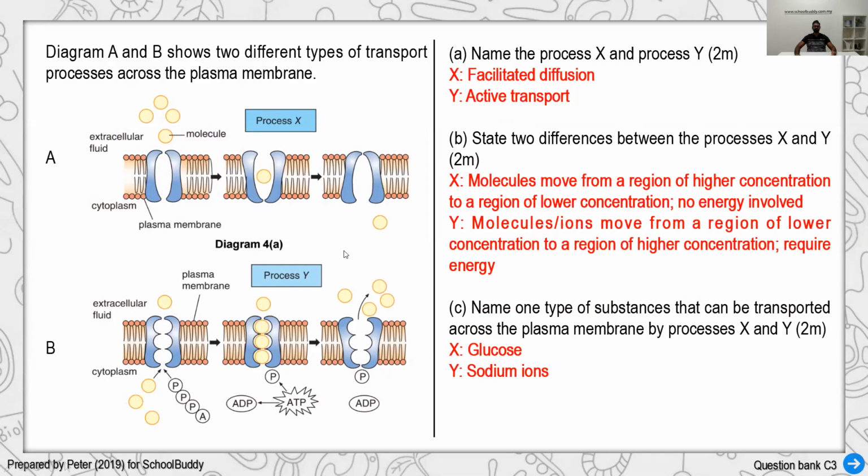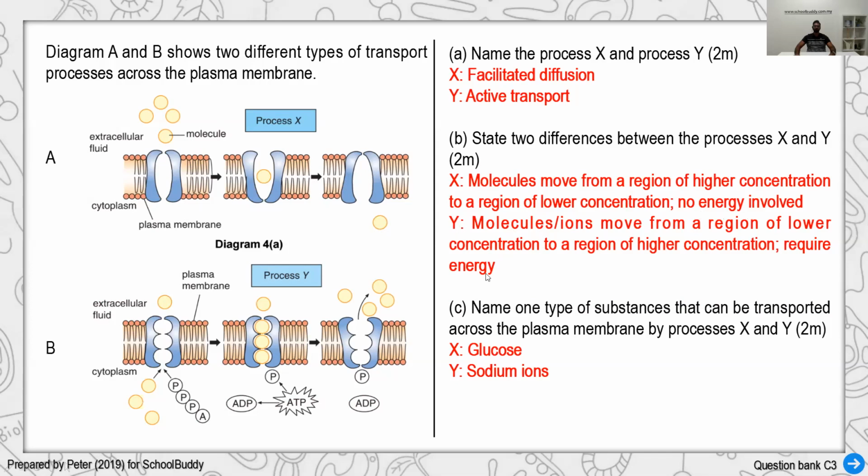What are the major differences we can see? In the case of facilitated diffusion, the molecules are moving from a region of higher concentration. You can see the concentration outside the cell is quite high here. Facilitated diffusion, or passive transport, is basically the movement of molecules from higher concentration to a lower concentration without energy requirement.